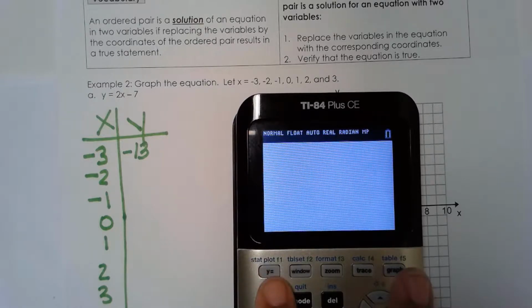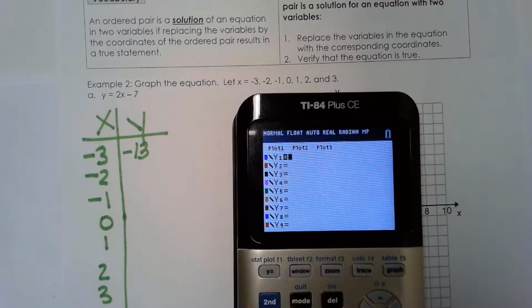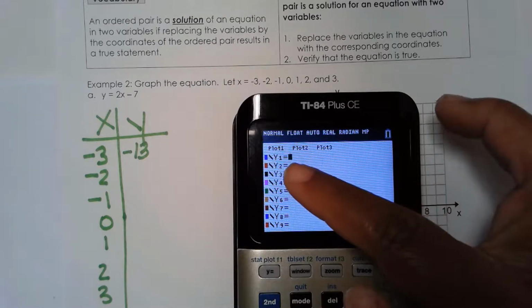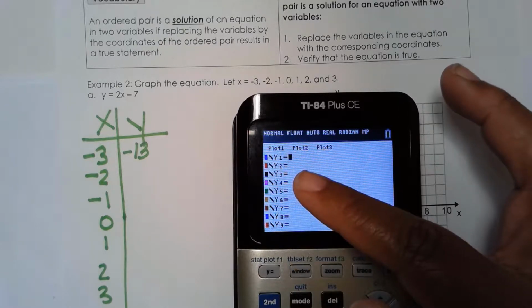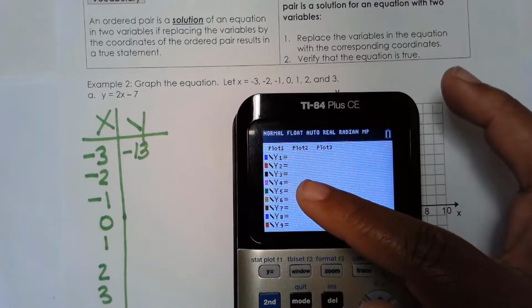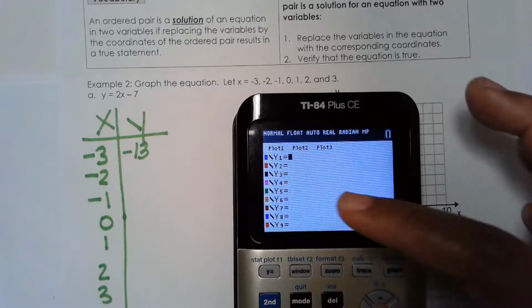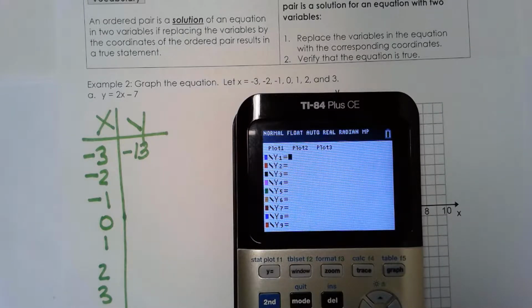So you have what's called a y equals screen. Anytime we want to graph, we will press this button, this y equals screen. And let me clear my table here. So here we have y sub 1, 2, 3, 4, 5, all the way to 9. And if I want to enter different equations, we can do so. But we're going to enter the 2x minus 7. We already have it as y is equal to.